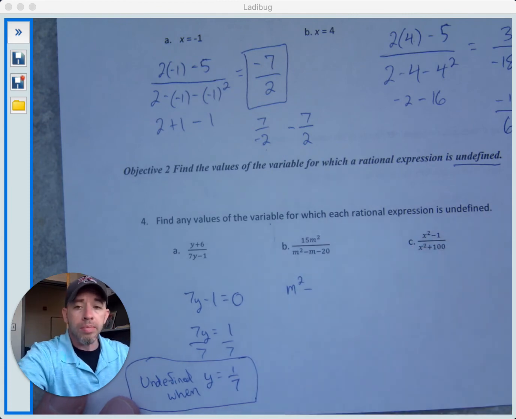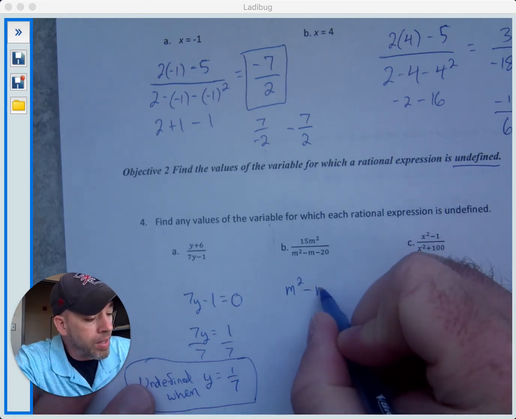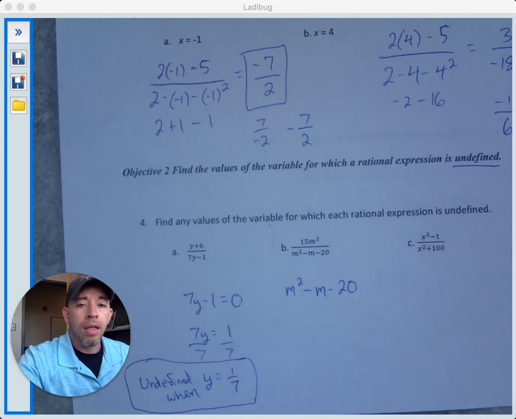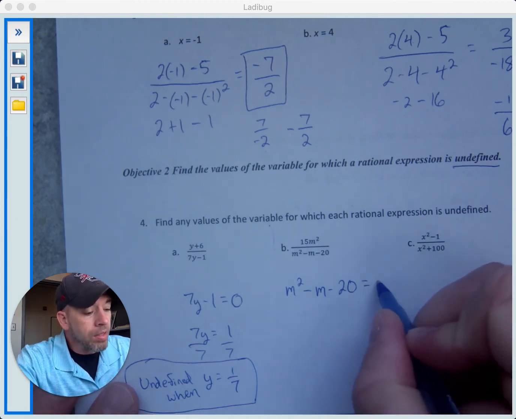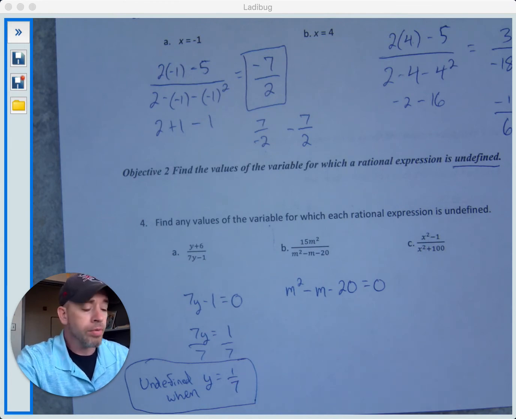Again, the numerator can be 0. The numerator we don't even care about with these particular problems. So m squared minus m minus 20. We want to set that equal to 0, because that will tell us when the expression is undefined, when we would have to divide by 0, which is really not possible.